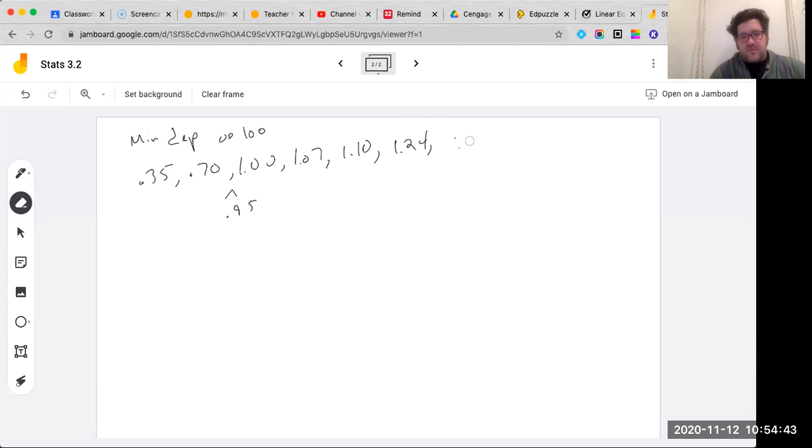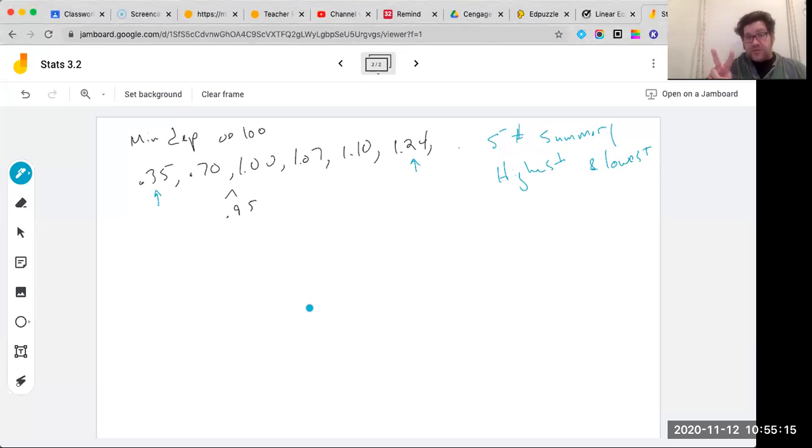We'll erase that one. Okay, because to do the 5-number summary, remember the first 2 numbers that you get are the first and the last number, and that's the highest value and the lowest value. So we have this number and this number. So in a 5-number summary, we do highest and lowest. Those are our first 2 numbers.